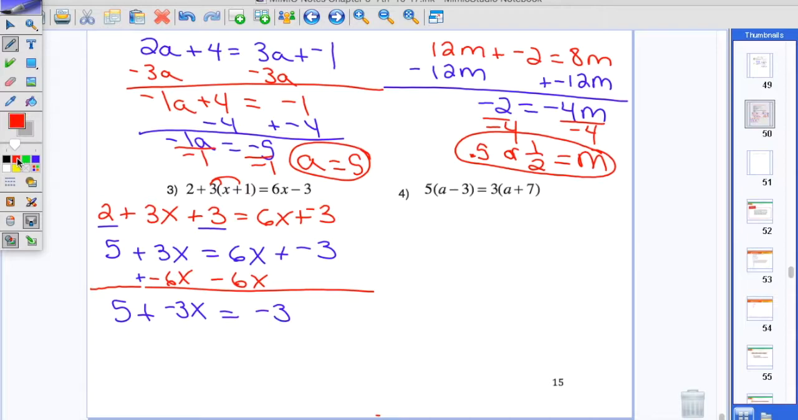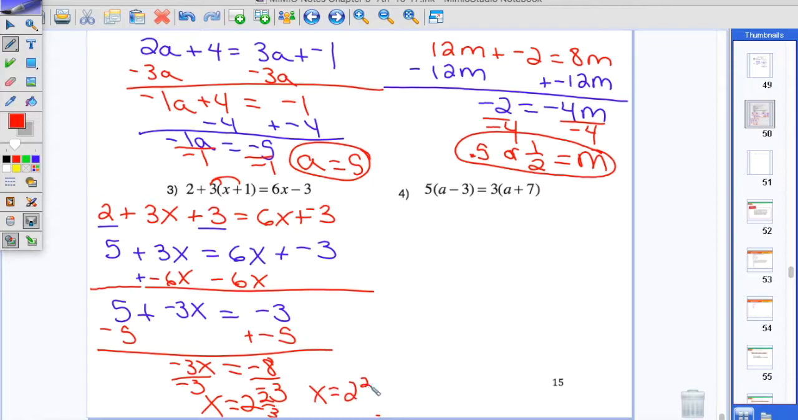Now we have a two-step equation. So we're going to subtract 5 from both sides. 5 minus 5 gives you 0, so we can bring down our negative 3x equals a negative 3 minus 5, or we can change it to plus a negative 5 to give us a negative 8. Divide both sides by a negative 3. And we're left with x equals, and then a negative divided by a negative is a positive, and we have an improper fraction 8/3. 3 goes into 8 2 times, which is 6, with 2/3 left over. So x is equal to 2 2/3.